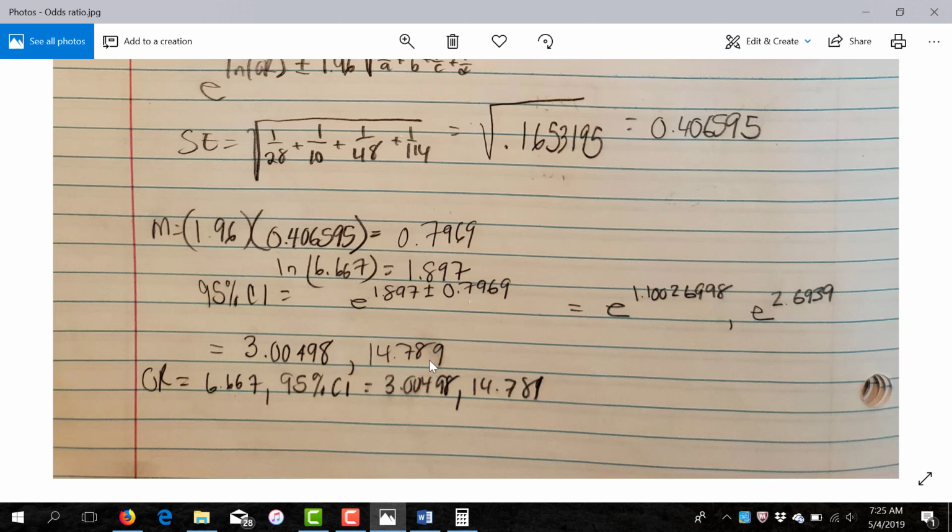3.00498 and 14.789. So now we can finally complete our task and say our odds ratio, the odds of cats dancing for food versus dancing for affection as reward, is 6.667, and the 95% confidence interval is 3.00498 to 14.789. As we can see, this does not include 1. It doesn't cross 1, so we know that this is a significant effect. There is a significant effect of the type of reward on whether or not a cat line dances.